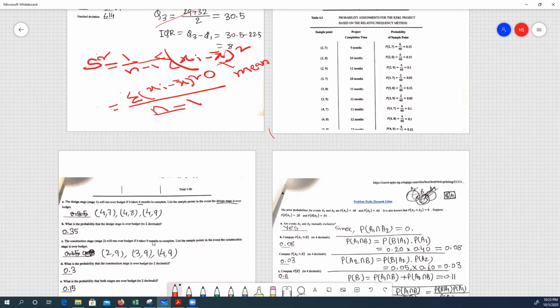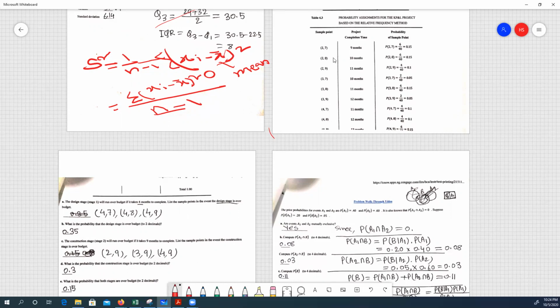So that means if the second number is 9 months, then the project will also run over the budget, okay? Will be over budget. So now we have to find how many sample points there are for which the second number is 9. Looking here, second number 9, that means this one, 2, 9. Then 3, 9. Then 4, 9. So we have 3 sample points: 2, 9, 3, 9, 4, 9.